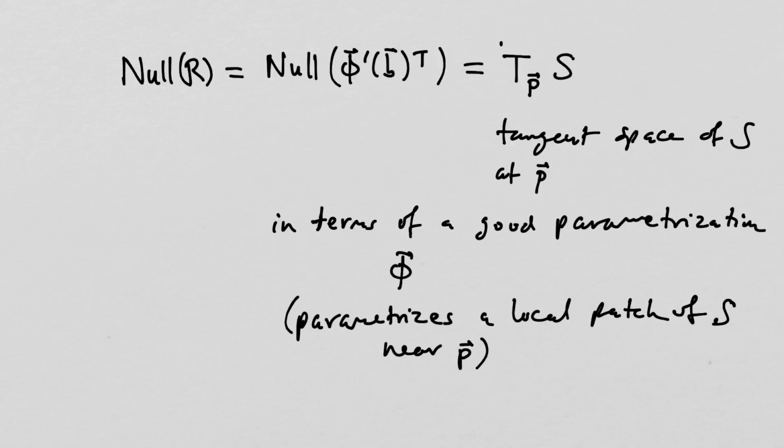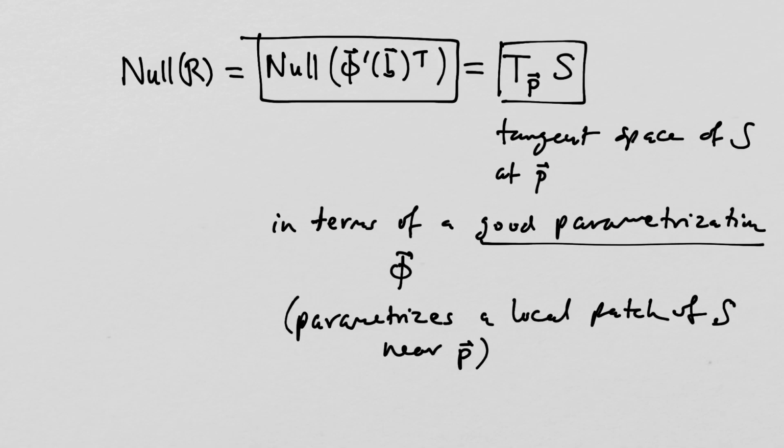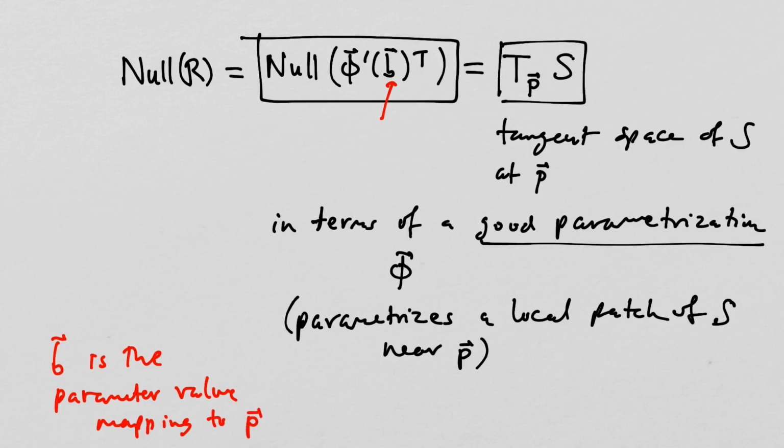So yeah, we now know how to express the tangent space in terms of a good parameterization of some local patch of S. Namely, it's the null space of the derivative of that parameterization at the relevant point, transposed. When I say the relevant point, I mean B, because B is the parameter value that corresponds to P, in light of this equation. So you take the derivative of your good parameterization, phi prime, plug in the relevant parameter value, B, and then take the transpose, and then take the null space. That's one way of describing the tangent space, but it turns out there's a much better description of it.